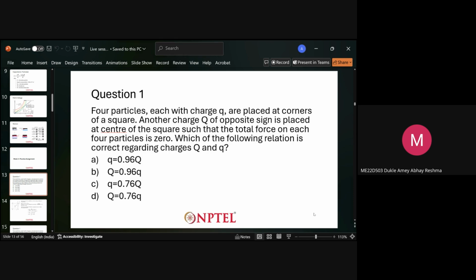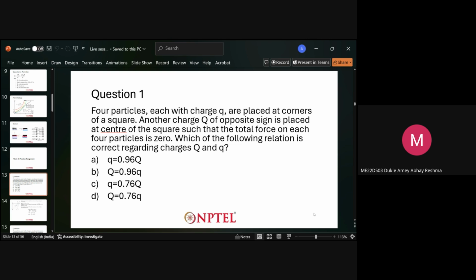The first question is: four particles, each with charge q, are placed in the corners of a square. Another charge of big Q of opposite sign is placed at the center of the square, such that the total force on each of the four particles is zero. Which of the following relations is correct regarding the charges big Q and small q?